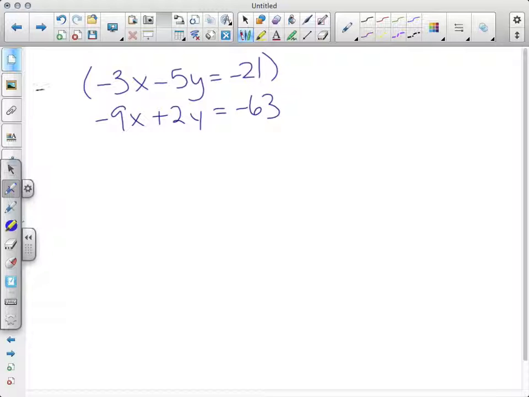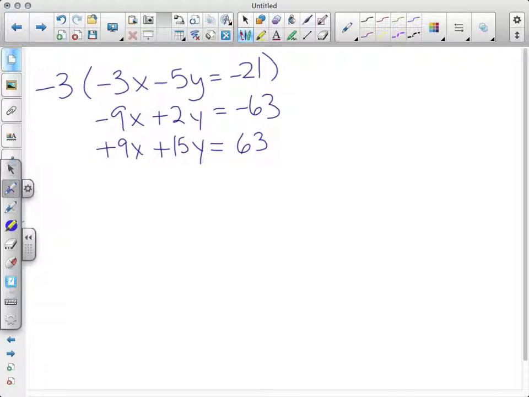So let's multiply this by negative 3. And I'm going to create a new equation by scaling the old equation, because we know that when we scale it, they're really equivalent. They graph the same line. So negative 3 times negative 3x is positive 9x. Negative 3 times negative 5y is positive 15y. And negative 3 times negative 21 would be a positive again, and that's going to be 63.